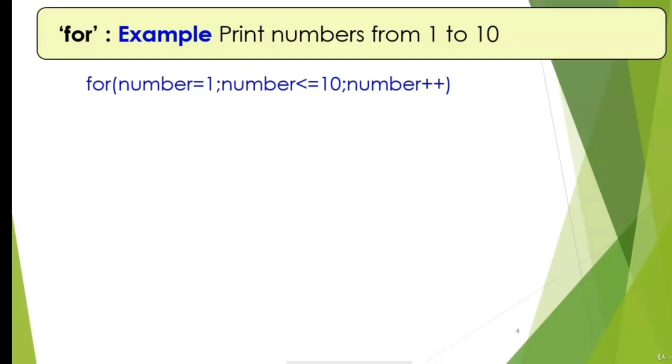So here number equal to 1 is the initialization. Number less than equal to 10 is the condition, and number plus plus is a post increment which is executed when loop statements are done. In the curly braces, write the code, and here we are simply displaying the number.